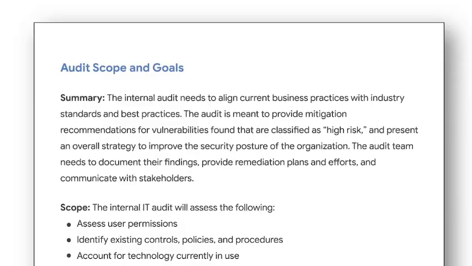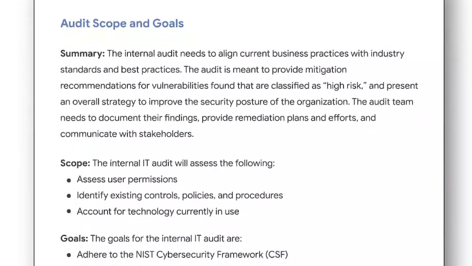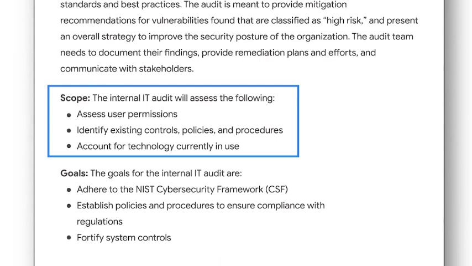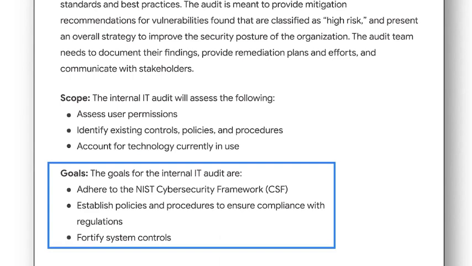As an example, the scope of this audit involves assessing user permissions, identifying existing controls, policies, and procedures, and accounting for the technology currently in use by the organization. The goals outlined include implementing core functions of frameworks like the NIST CSF, establishing policies and procedures to ensure compliance, and strengthening system controls.